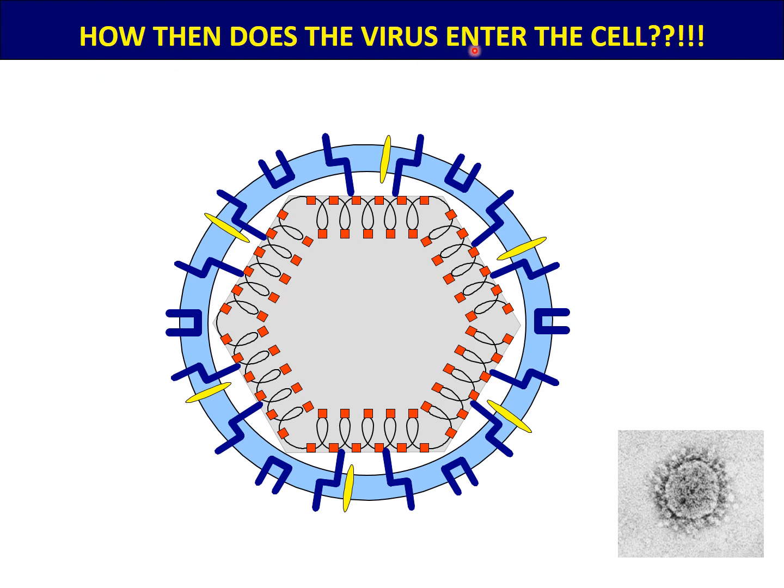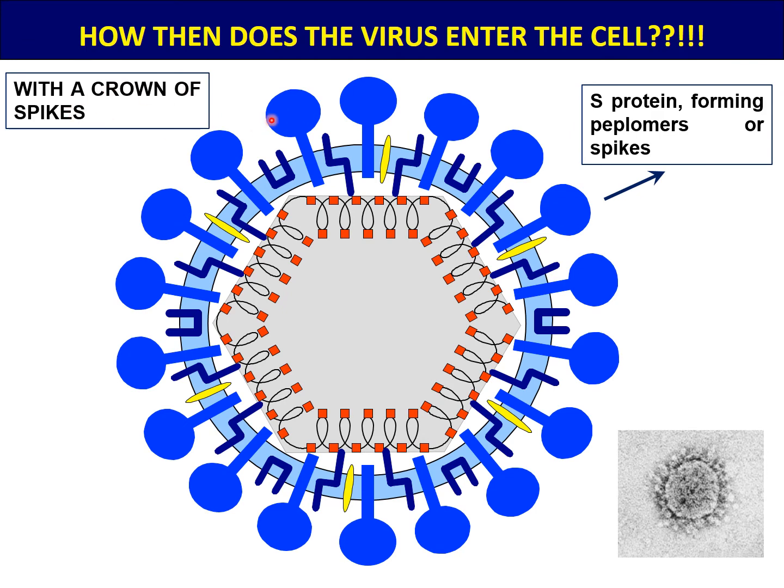So how does the virus enter the cell? In this condition, the virus cannot enter the cell. It needs something else. It needs a crown of spikes that surrounds the virus. And these spikes or peplomers are made of the S protein, and this S protein binds to receptors present on the surface of the cell to be infected. So coronaviruses use these spikes as a way to get into the cell and infect it.